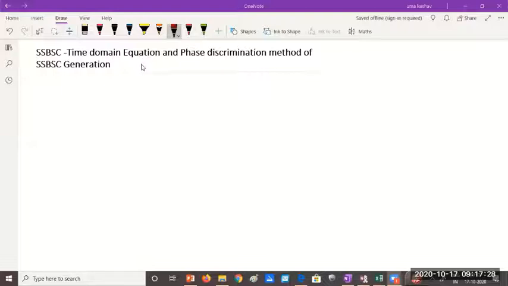Is single sideband suppressed carrier. Yesterday, or in the previous two classes, we have spoken about the frequency domain analysis and the frequency discrimination method, also known as the filtering method, of generating an SSB-SC signal. We have spoken about that filtering method, and that is the most commonly asked method in the exam.